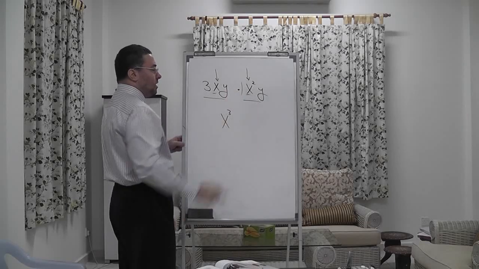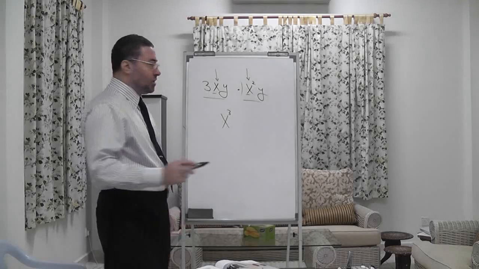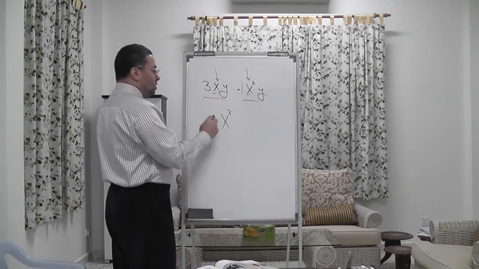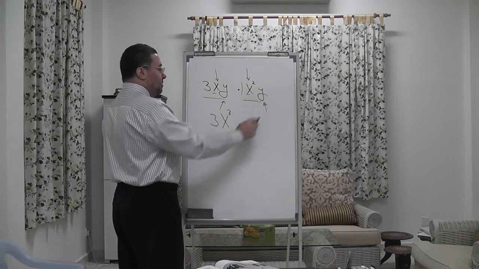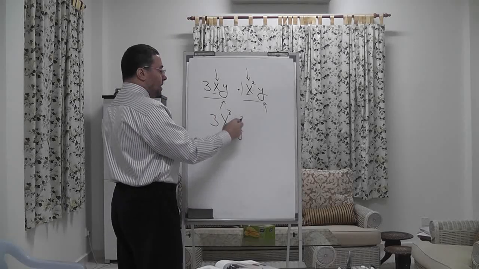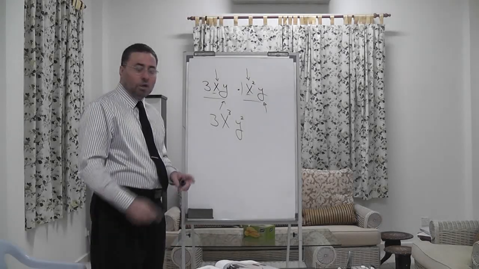Also we have in this case to multiply the constant numbers or the coefficients of these monomials, so 3 times 1 will be 3, and here this and this are the same base, so we can combine them as such. So this is the way we multiply monomials.